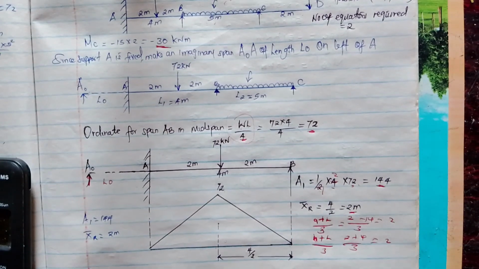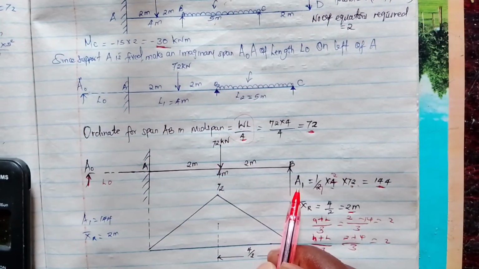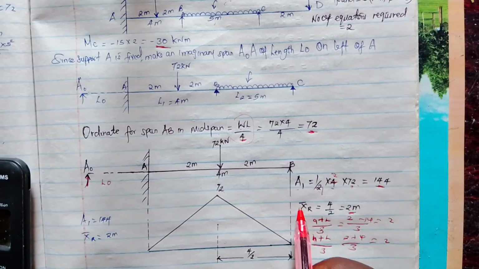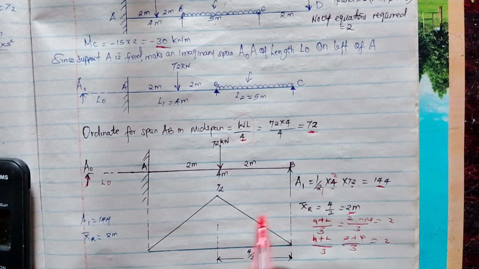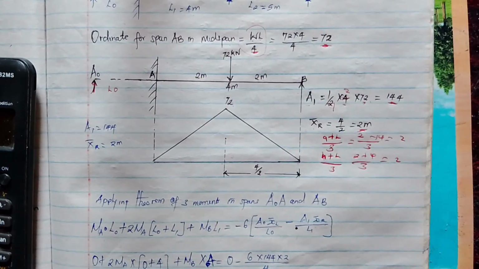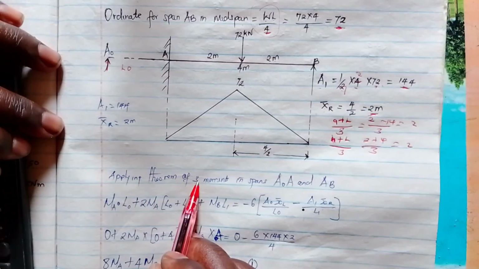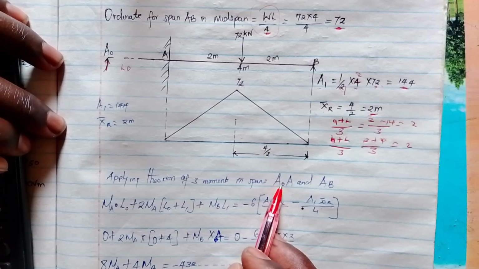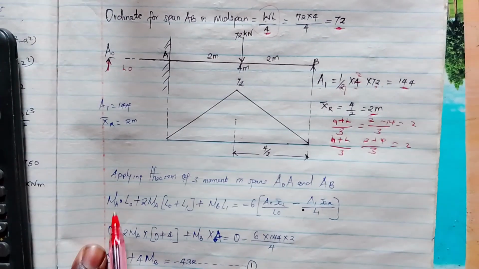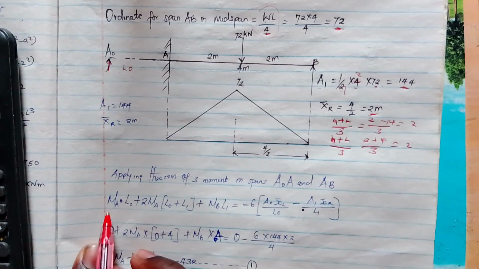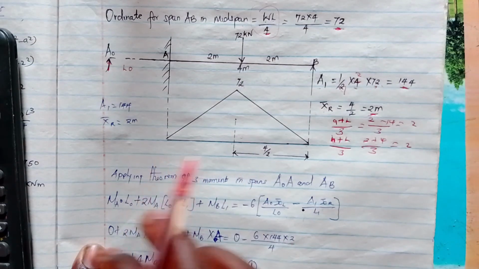Okay, now after we have gotten the area and the center of gravity, x bar, which will be 2, the next thing we do is apply the theorem of three moments in spans A naught A and AB. So this is the formula. This is not the original formula. We have the original formula, and this is the formula that we take from the original one.